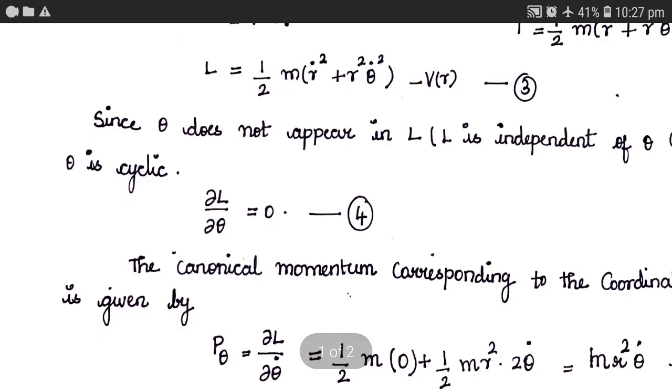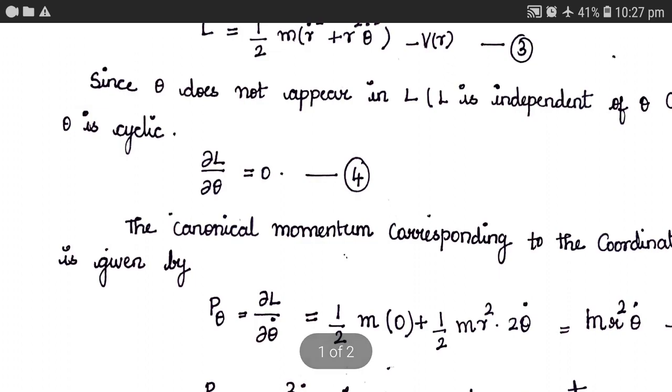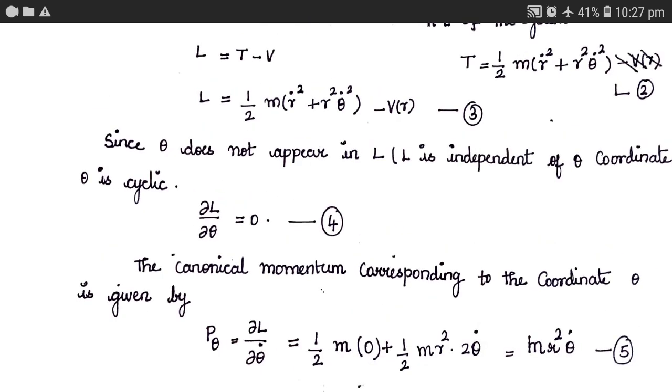Next, let us find the conjugate momentum or canonical momentum corresponding to the coordinate theta, that is p theta equal to ∂L/∂theta dot. So let us differentiate this Lagrangian function L with respect to theta dot. We have three terms in equation 3. The first term is half m r dot square. That term does not involve theta dot.